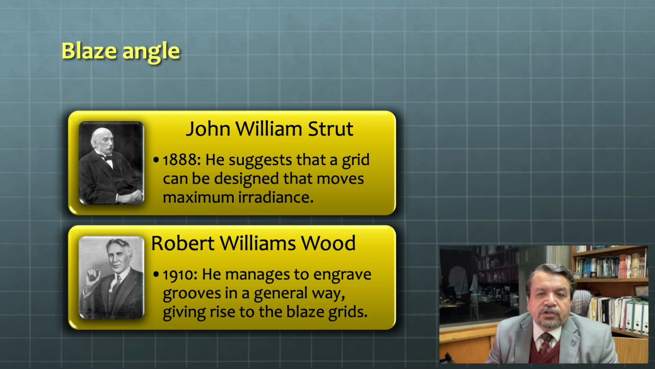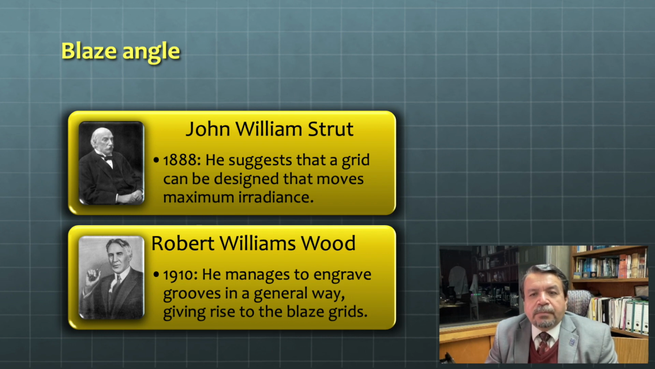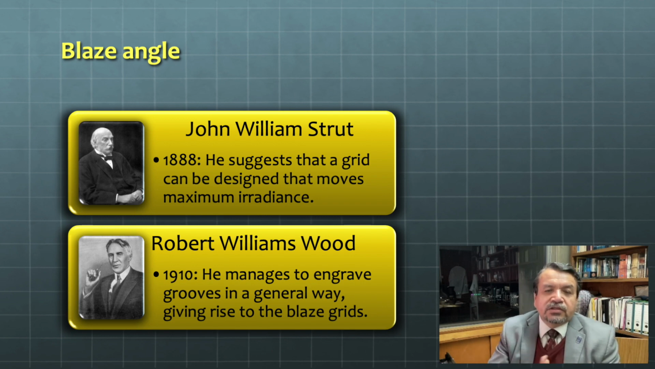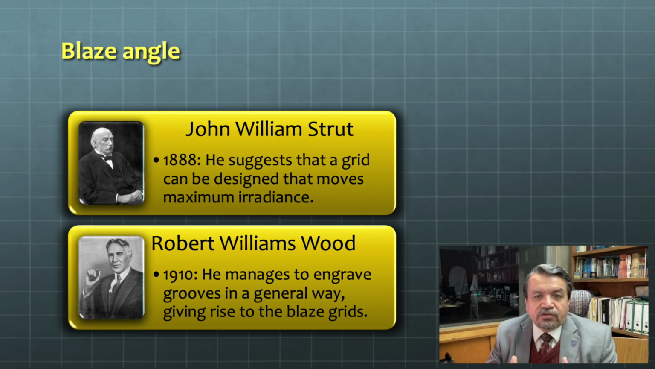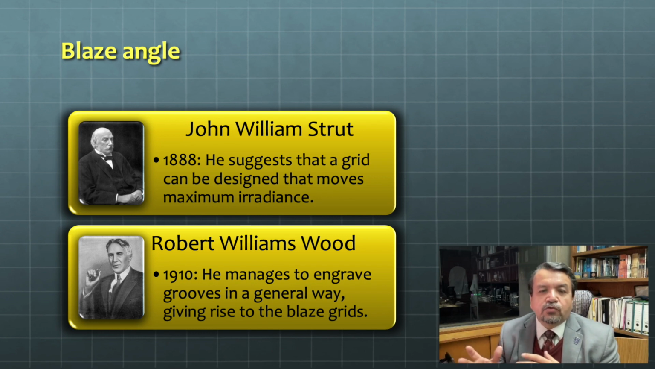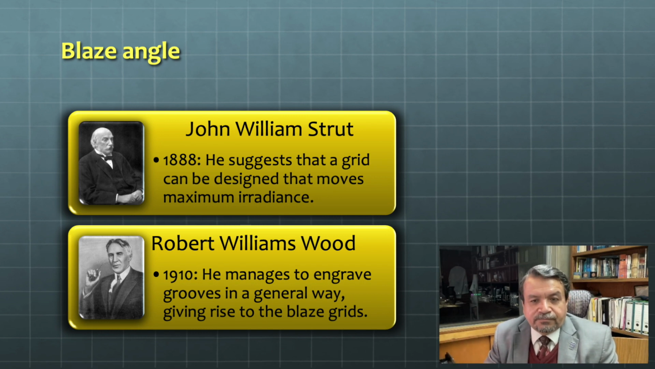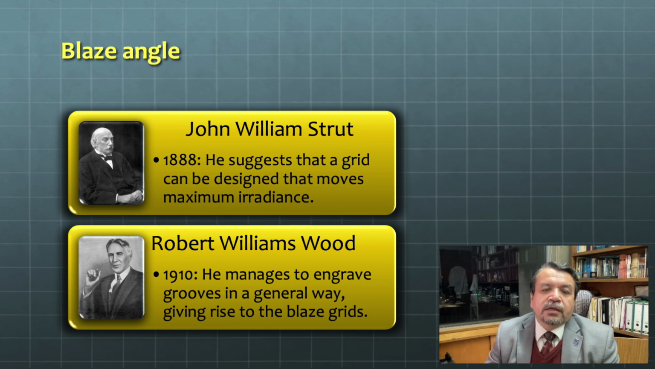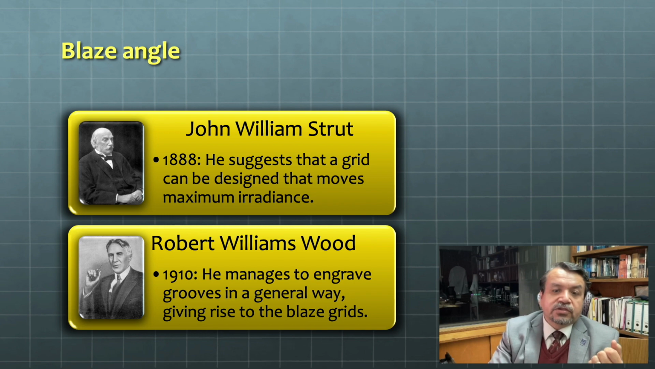This was discovered in the year 1888 by John William Strutt, who suggested that a grating could be designed in such a way that instead of the irradiance being in the zeroth order and its surroundings, that maximum irradiance could be moved to different orders. And a few years later, Robert Williams Wood successfully managed to engrave grooves on a substrate, specifically glass, with the intention of producing blazed gratings.